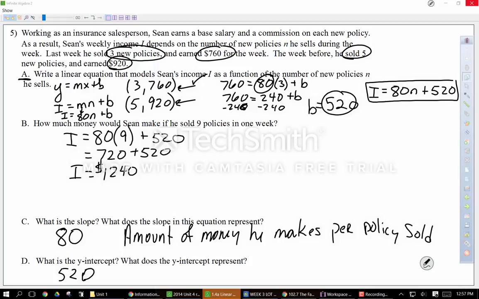So what does the y-intercept represent? The amount of money without selling a policy. There you go. Amount of money without selling a policy. This is the hardest part of linear modeling.